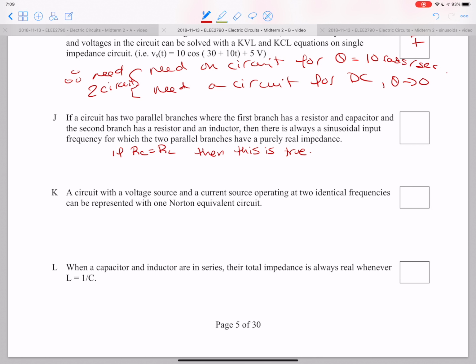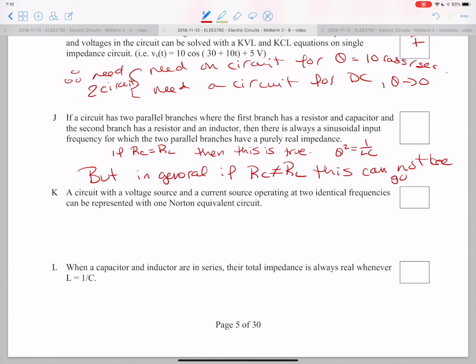And in fact, this is true at the resonant frequency, theta squared equals 1 over LC. But in general, if RC is not equal to RL, this cannot be guaranteed. And this statement is in fact false. Now, it takes a fair amount of work to show that. I'm not expecting you to do that work, but I am including an actual set of equations here to show you that. So let's take a look at this.